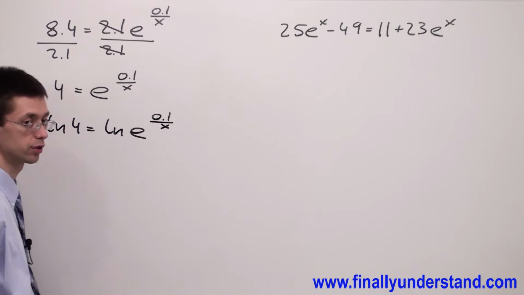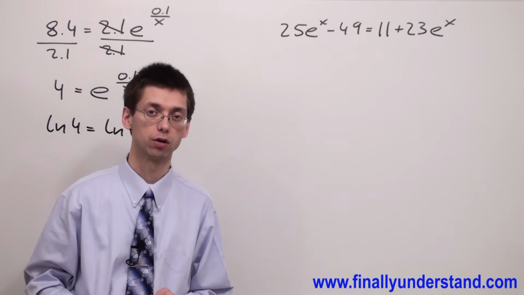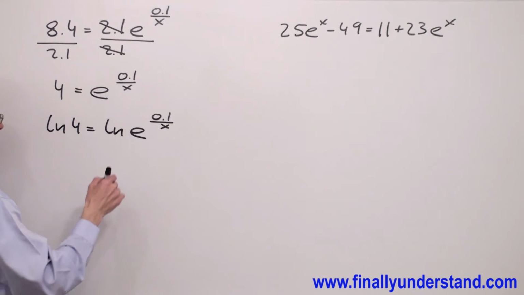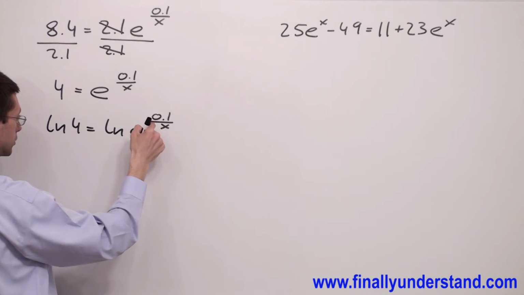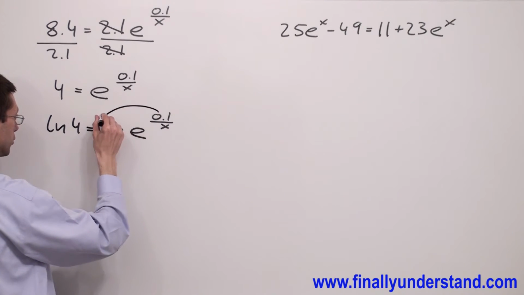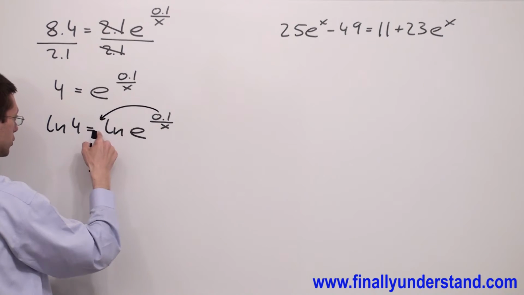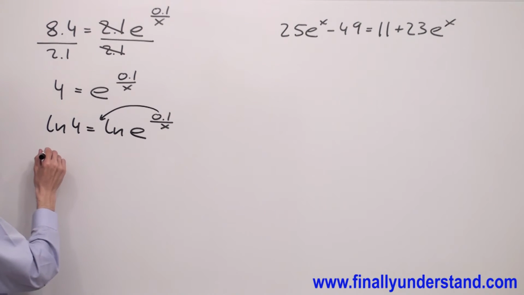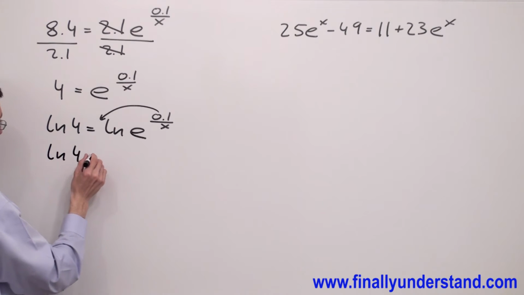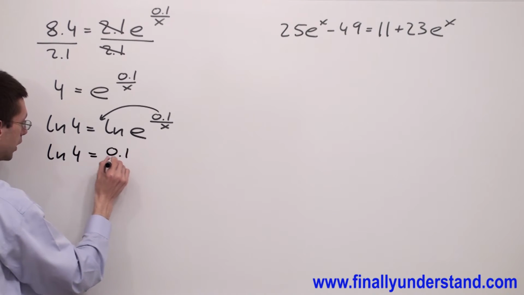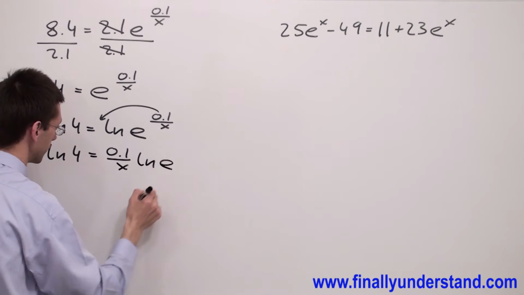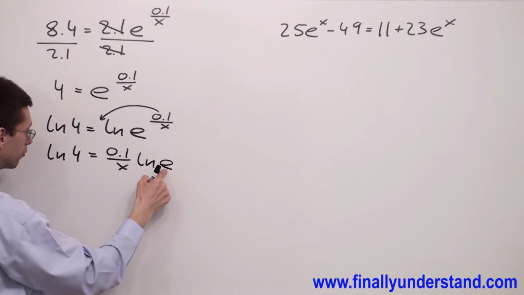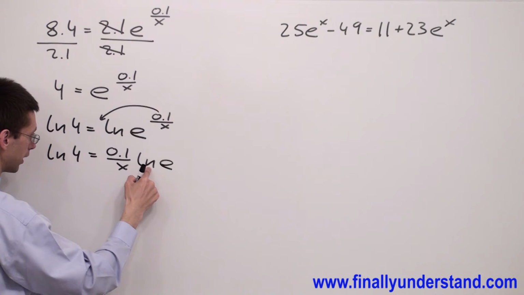Next, I'm supposed to use the property for the log of power in order to, I can say, convert exponent to the coefficient, because the property for the log of power allows me to move this exponent to the front of the logarithm. And I'm going to have natural log of 4 is equal 0.1 over x natural log of e. Please keep in mind that natural log of e is equal 1. ln e is equal 1.